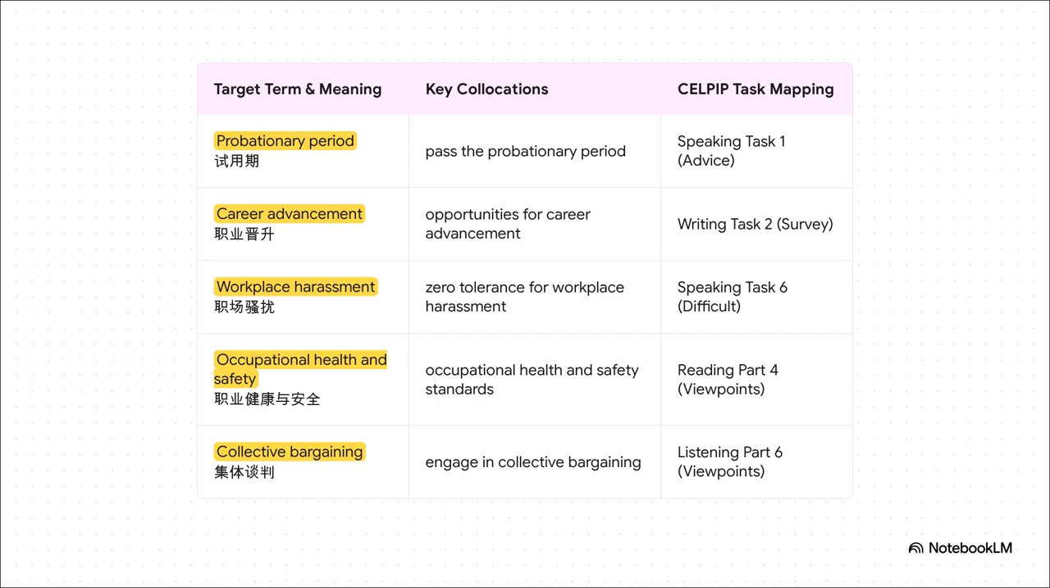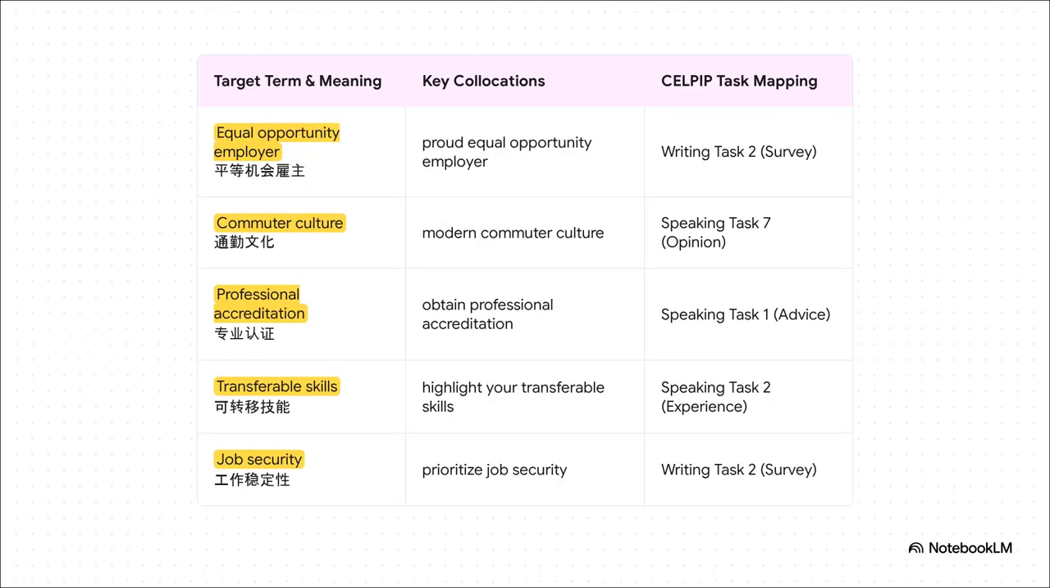You can map strict occupational health and safety standards directly to common workplace dispute texts in reading Part 4. And finally, collective bargaining. Collective bargaining. 集体谈判. If those safety conditions fail, union leaders in listening Part 6 will definitely prepare to engage in collective bargaining. Finishing strong now with some elite cultural descriptors.